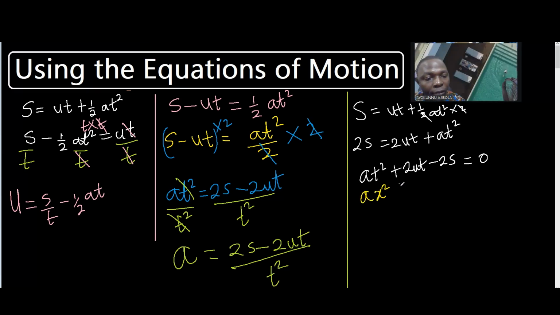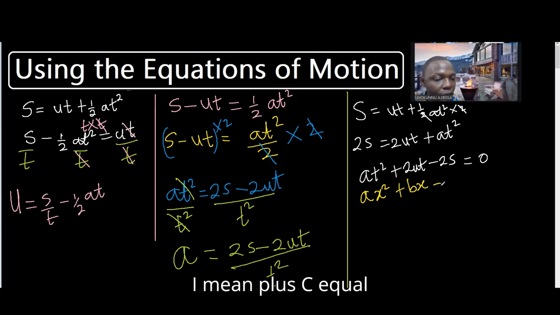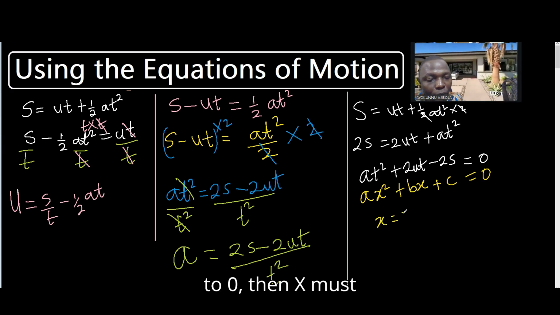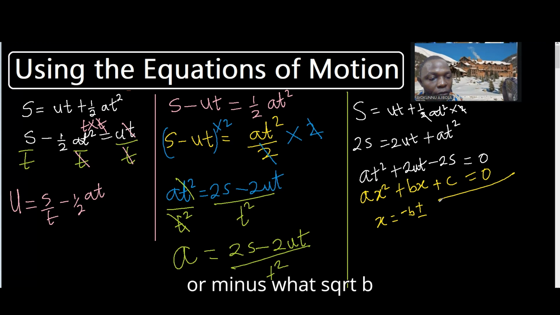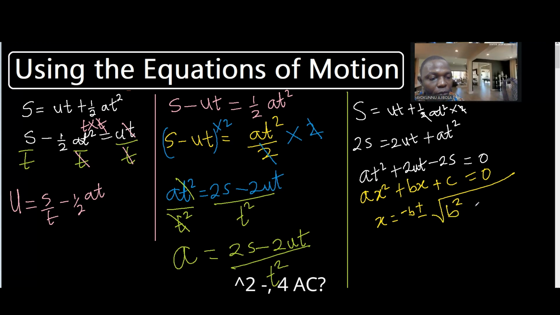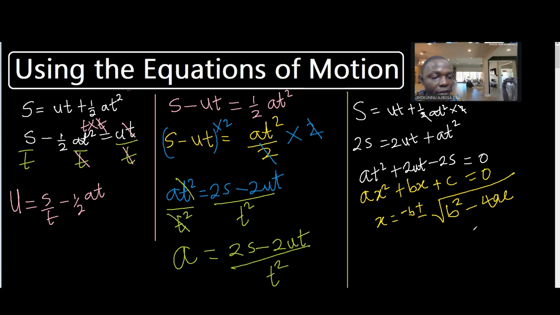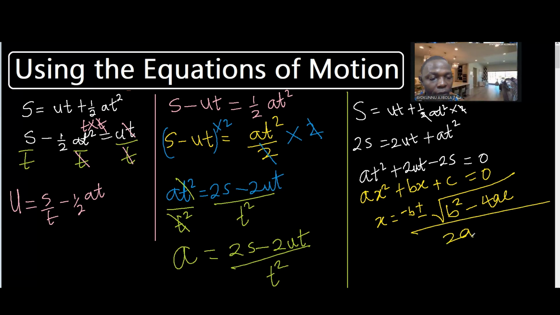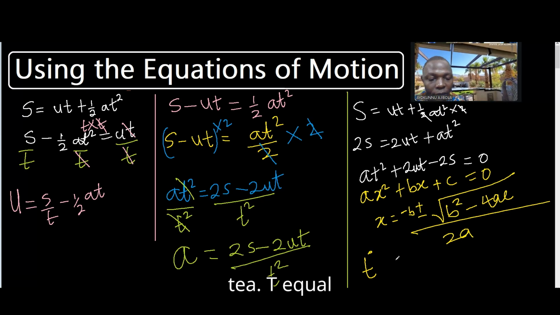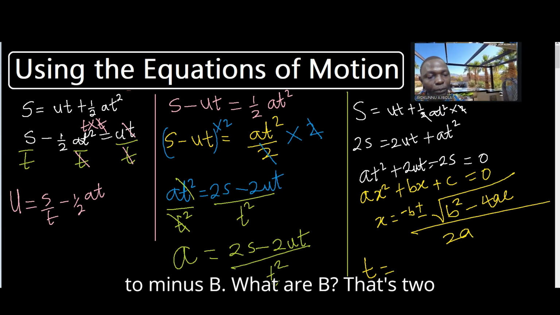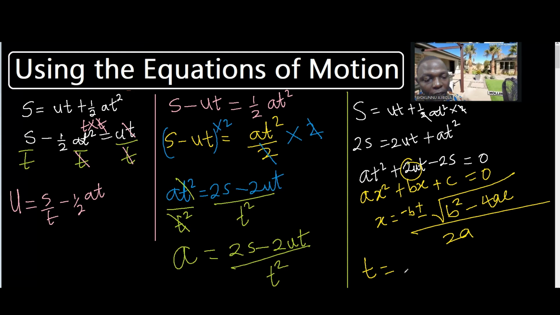Ax squared plus bx plus c equal to 0. Then x must be what? Minus b plus or minus the square root of b squared minus 4ac, over 2a. So you are going to use that to find your T. So T equals minus b. What's our b? That's 2U, okay?